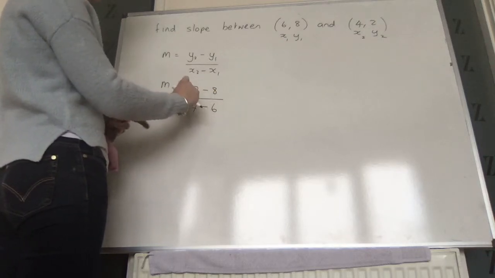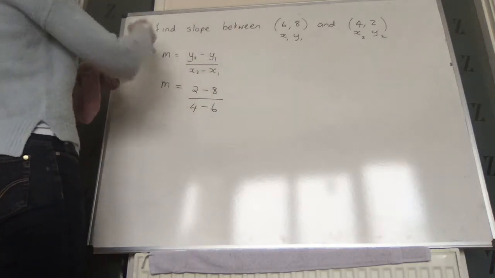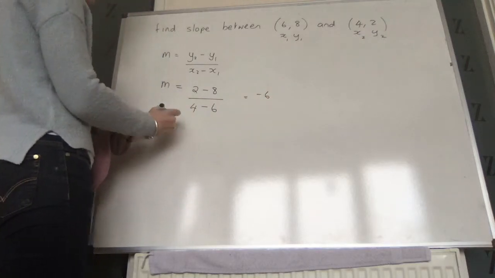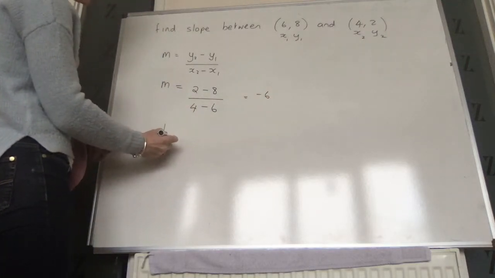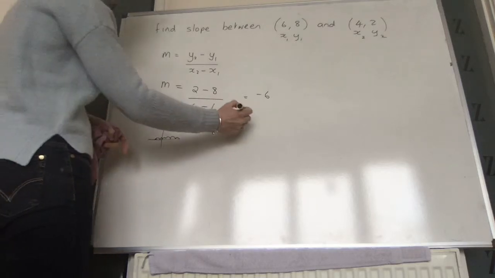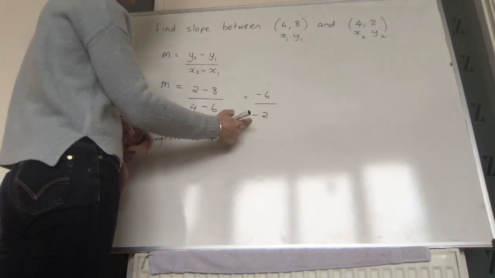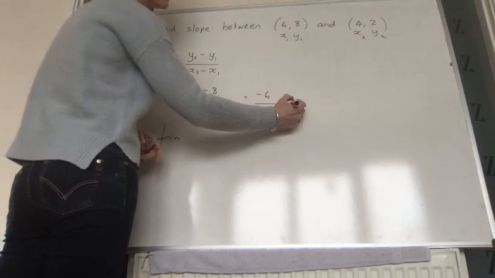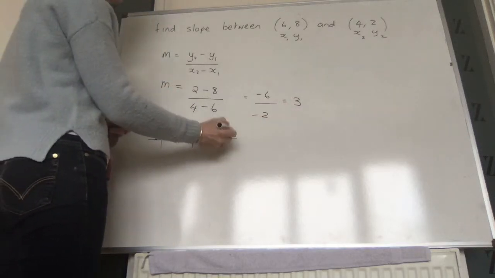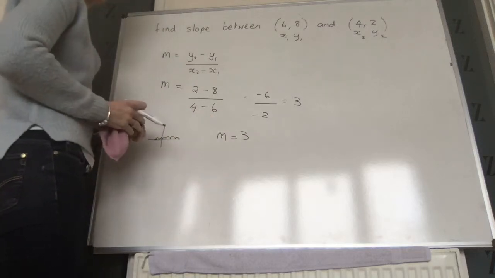2 take away 8. That means you are 2 on the positive. If you take away 8, then you'll go all the way back to minus 6. 4 take away 6. That means you're 4 in the positive. And when you go back 4 in the positive, you get to minus 2. A minus divided by a minus is a plus, and 6 divided by 2 is 3. And that's your answer. The slope of the line between the points (6, 8) and (4, 2) is 3.